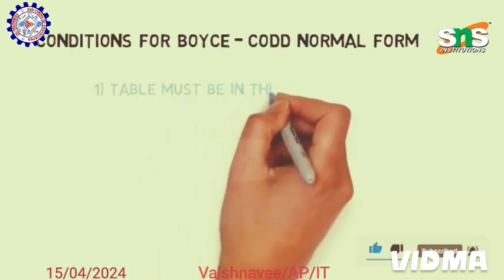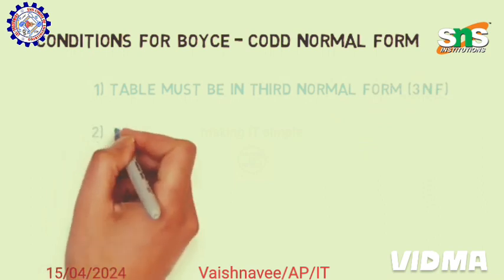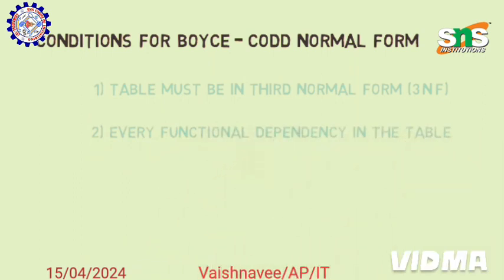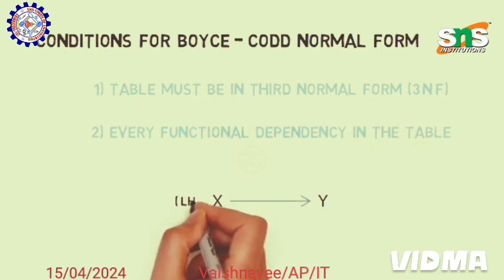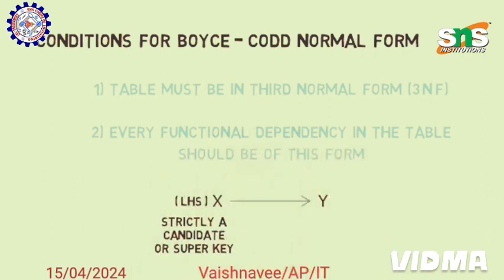So there are two conditions for Boyce-Codd normal form, as follows. First, the table must be in third normal form. BCNF is sometimes referred to as an extension of third normal form. The second condition is that for every functional dependency in the table or relation, say X determines Y, the left hand side, X, should always be a candidate key or a super key. If any table satisfies these two conditions, then we can conclude that the table is in Boyce-Codd normal form or BCNF.